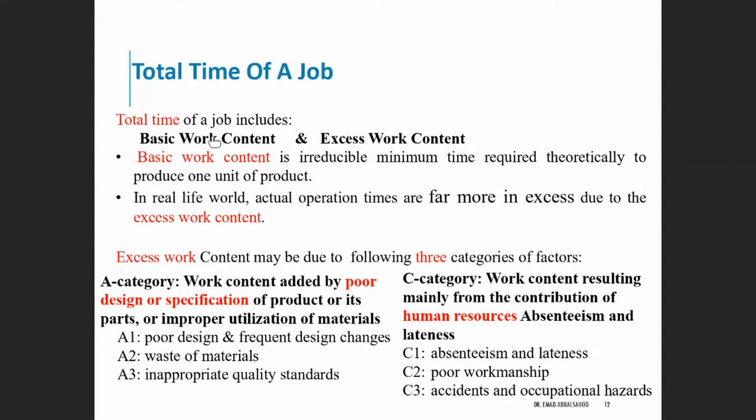There are three categories: A, and then on the next slide B and C. For better visual appearance, we put A and C. There is no sequence between them.